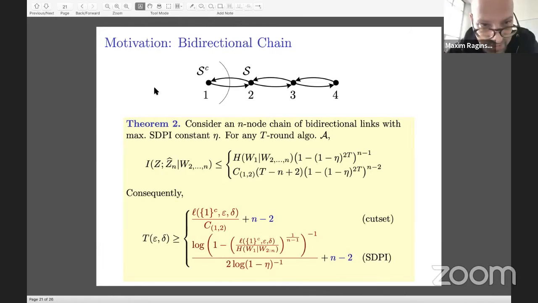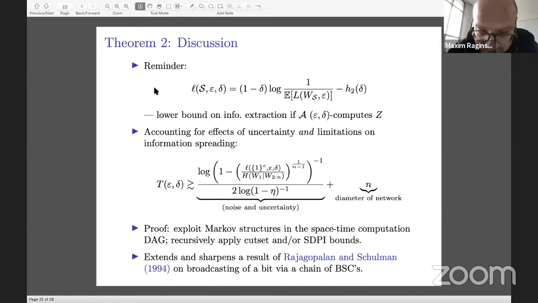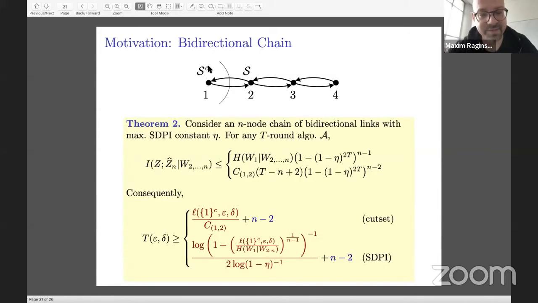And the analysis is essentially based on representing the space-time graph of the computation, kind of chasing all the conditional independence relations in it. There's a lot of chain rule for mutual information and careful application of cut set and SDPI bounds. Right. So it looks like an awful looking formula. I've been talking for 47 minutes, but I think we have time. But let's unpack what this means.